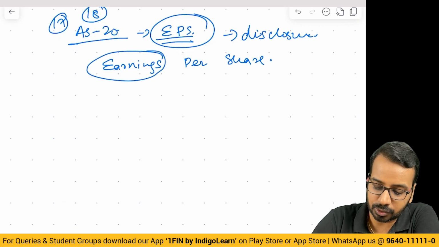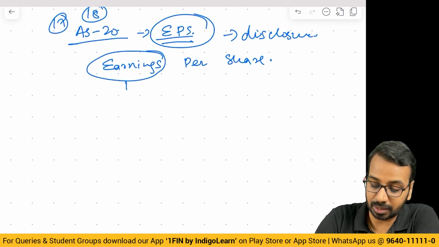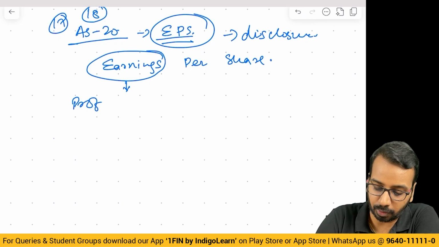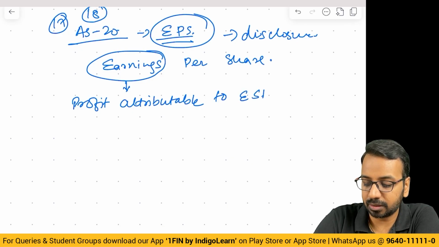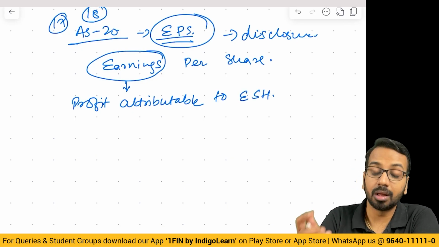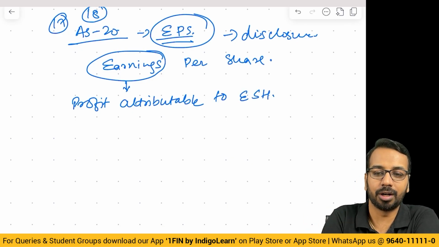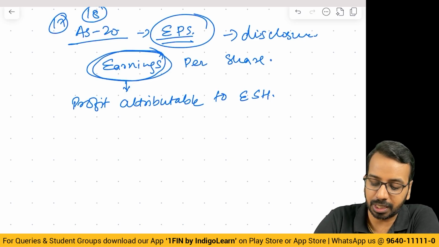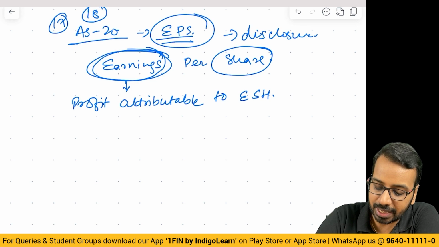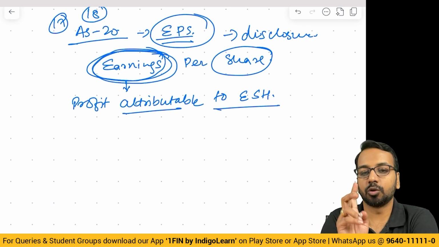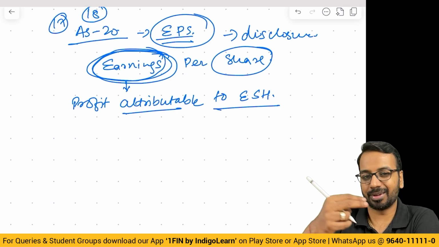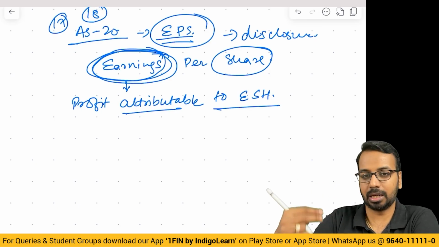the standard requires us to calculate earnings. Now, when we say earnings, what is this? This is profit attributable to equity shareholders. We are talking about for every equity shareholder, how much is the company earning per year or per quarter. So it is always on a per share basis, and it is earnings attributable to equity shareholders. Two formulas you need to remember. When we come to diluted, we'll talk about diluted separately.